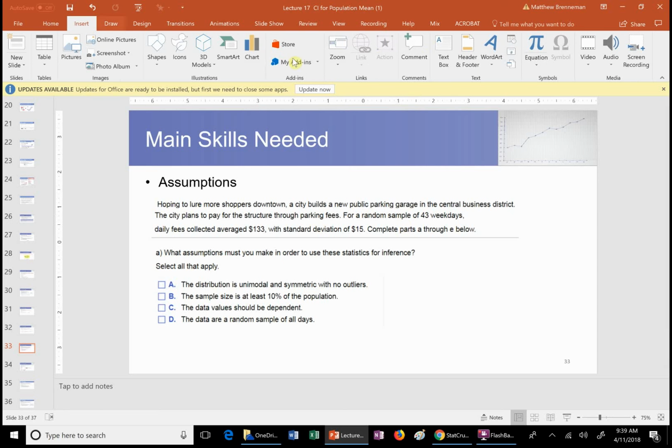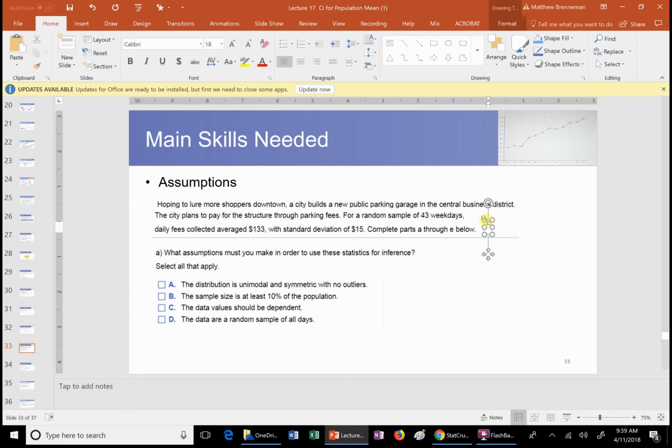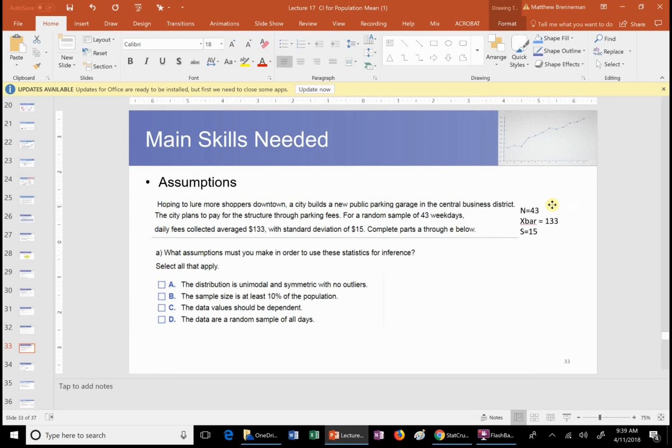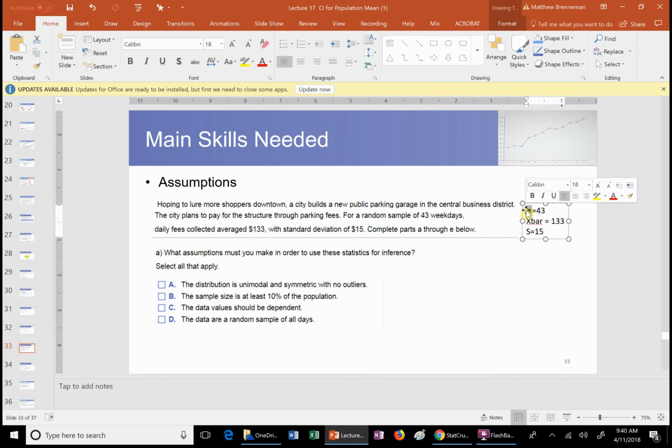So it's a good idea just to understand from the very beginning what we're working with here. So n is equal to 43, x bar is equal to 133, and s is equal to 15. So this is my given information. What assumptions do you need to make in order to use these statistics for inference?